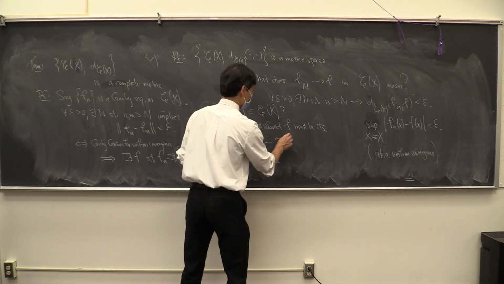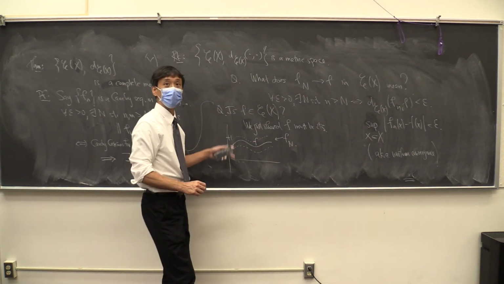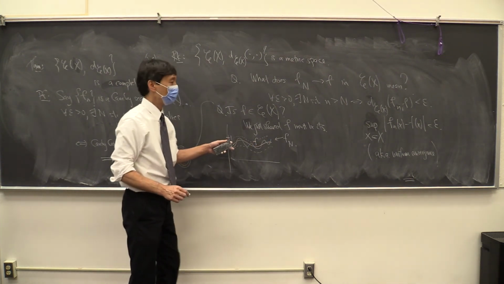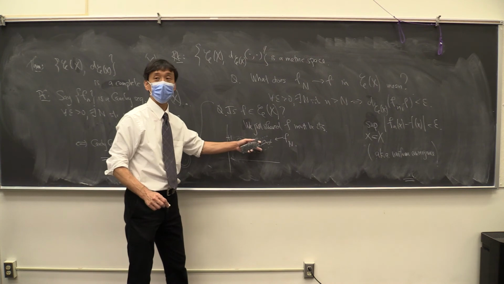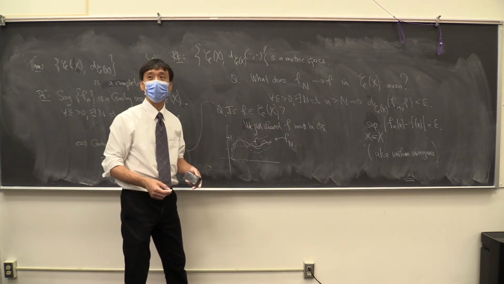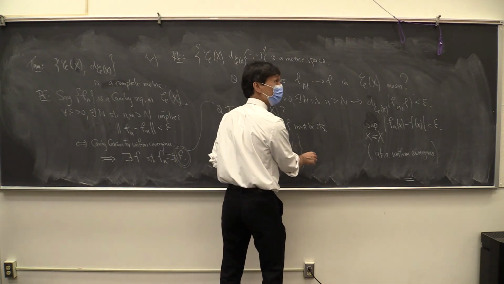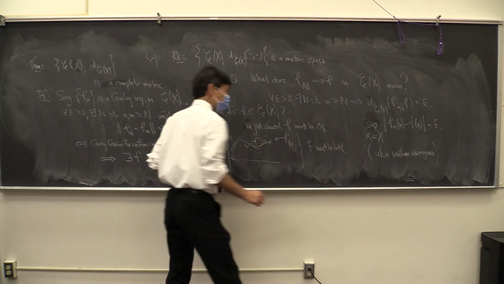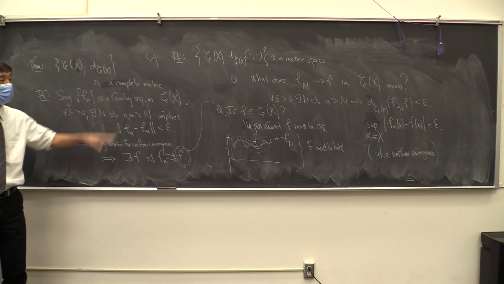We can find somebody, at least. There's going to be some f sub n that lies inside the plus one, minus one tube. But f sub n is bounded and differs from f by less than one. So f also has to be bounded. This sort of argument shows that f must also be bounded. There is something that they converge to, and that thing actually is in the space.